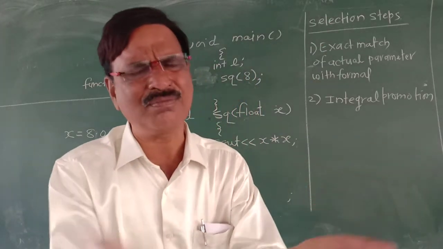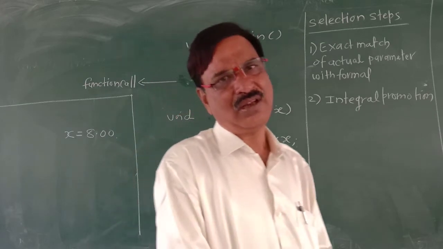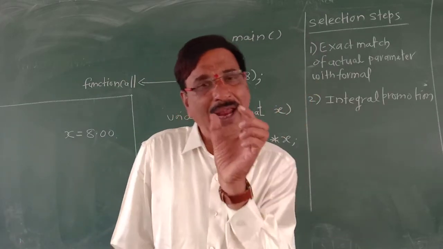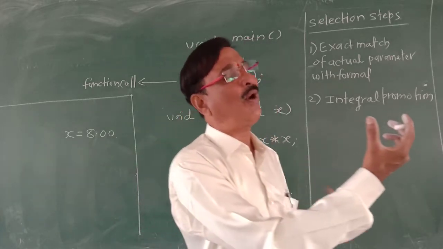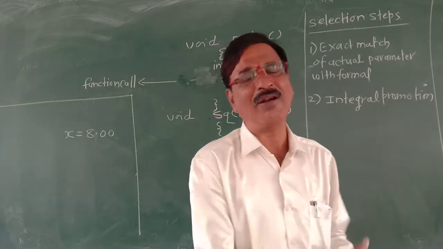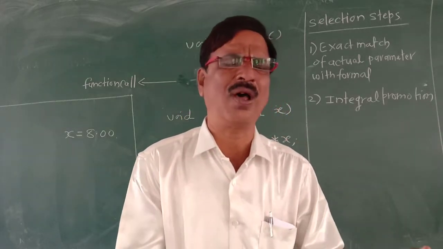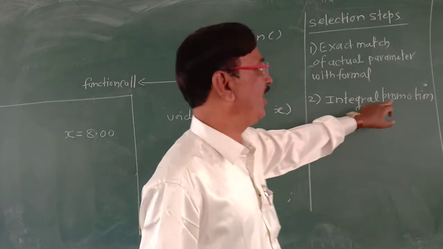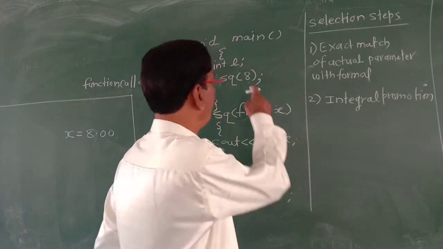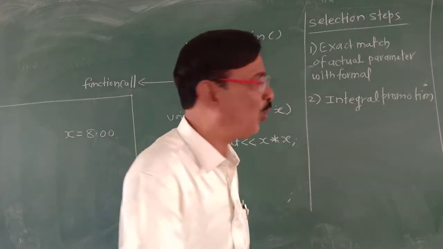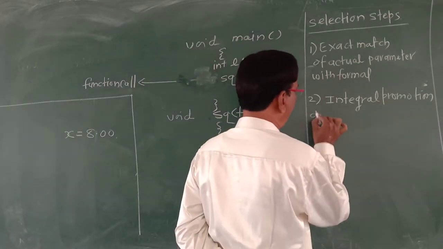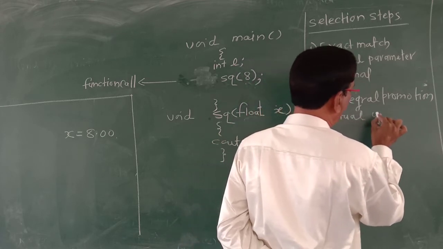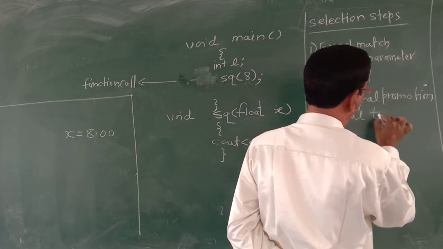Actually there is no harm in saying that 8 is equal to 8.00. So 8 is the whole number, and 8.00 is the number containing the fractional part. No doubt there is no harm, but it is promoted. That is called integral promotion. Promotion has taken place from 8 to 8.00. That is integral promotion of actual to formal.